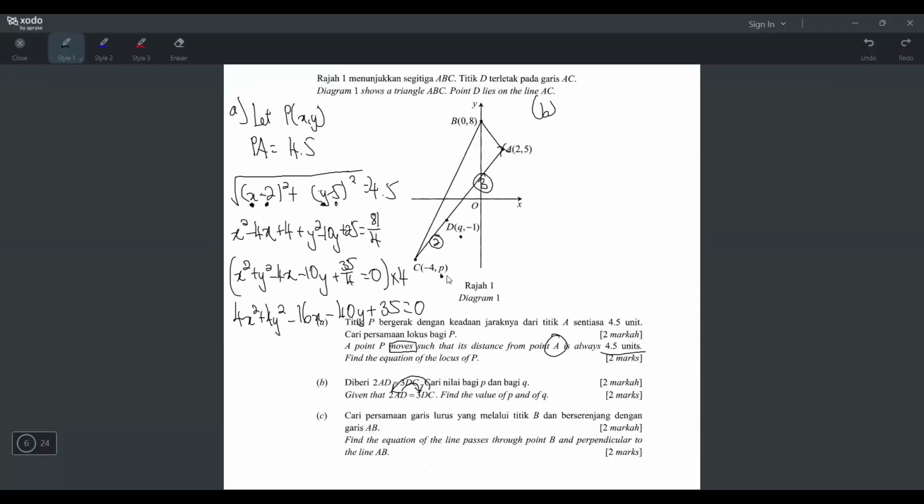Okay, for my own students, I always teach them. I call this the point C formula. Okay, I call it the point C formula, but it's not always point C. Sometimes it can be point F, point G, point H. Depends on the question. So in this case, it's actually point D, because point D is the point in between.